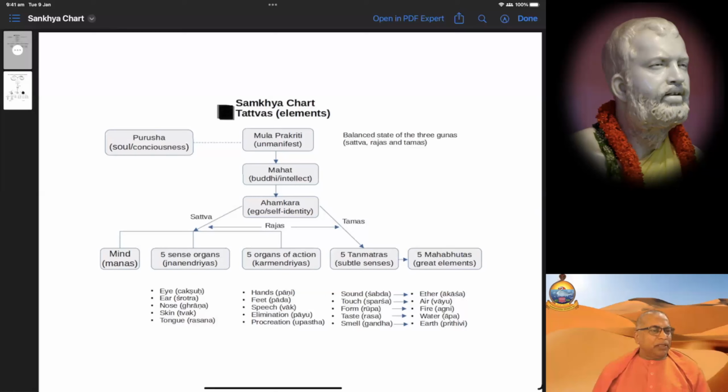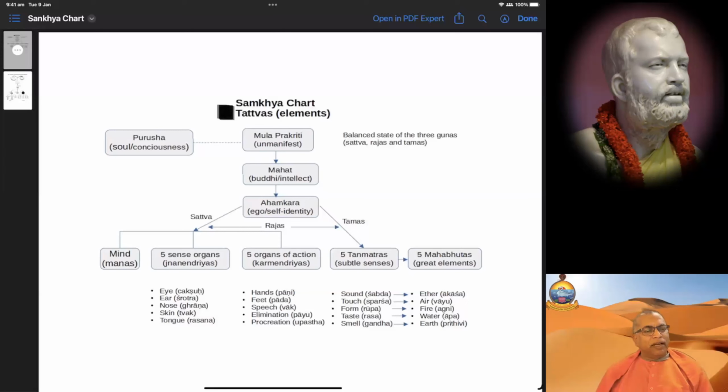So at the very lowest level, we have the mind and the five organs of knowledge called Jnana Indriyas, which are the eyes, ear, nose, skin, and tongue. These are not literally the physical eyes, but the centers in the brain that are linked to the eyes. And then we have the five organs of action: hands, feet, speech, elimination, and procreation.